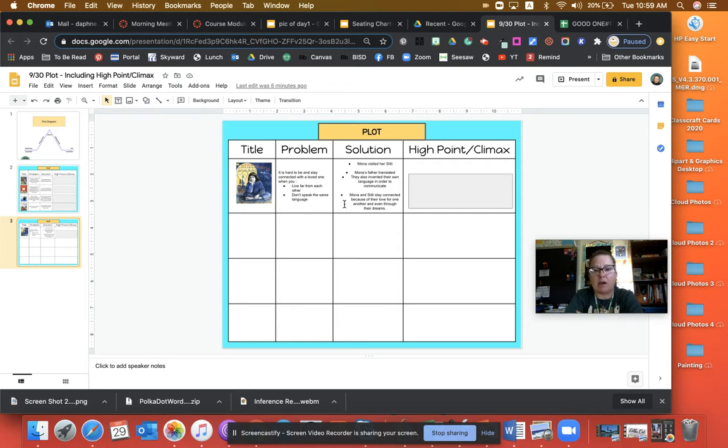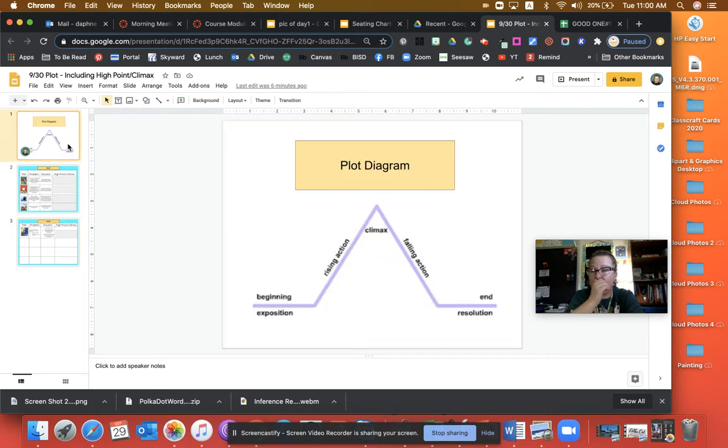So today I'm introducing to you a new part of plot. This looks kind of like a mountain, right? So here's the beginning of a story. It's also called exposition, but we won't be using that word this year. So the beginning of the story. And then the rising action. In this rising action, those are events that take place in the story. This part up here is what we're going to talk about today.